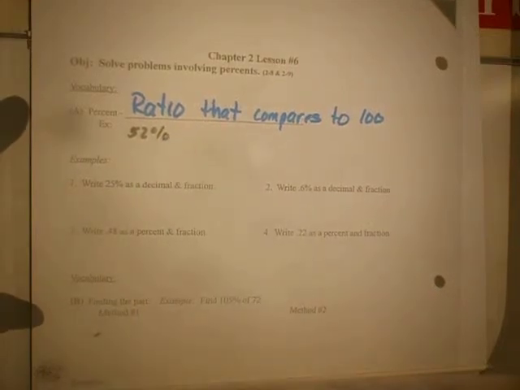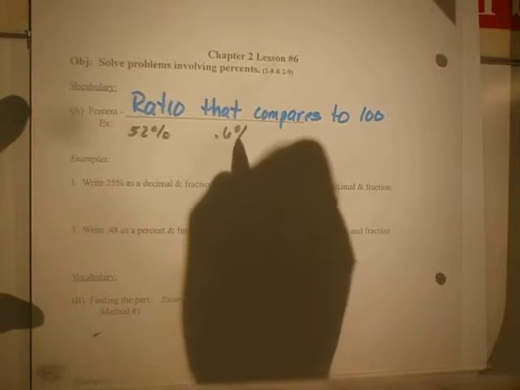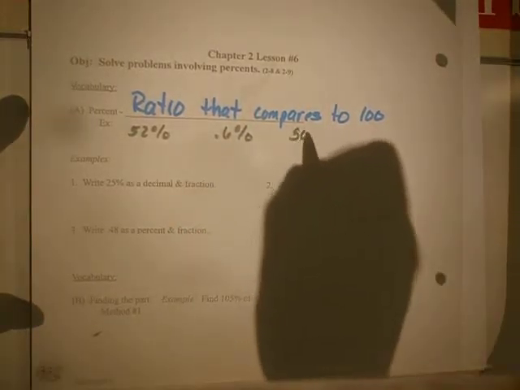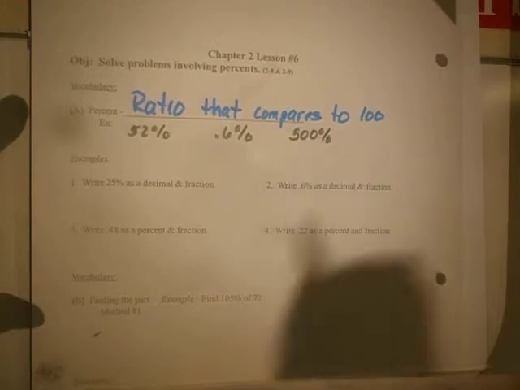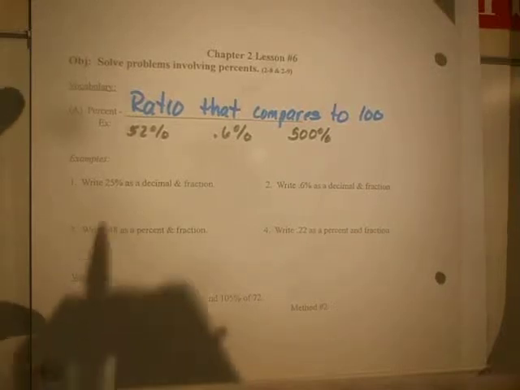You can have decimals in percent, so it might be like 0.6%. Or you could also have a very large number like 500%. The first thing we're going to be asked to do is change from fractions to decimals to percents. Number 1 asks us to write 25% as a decimal and a fraction.